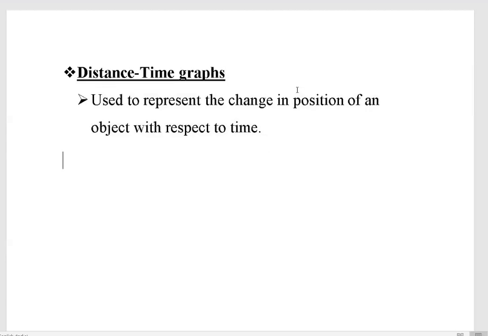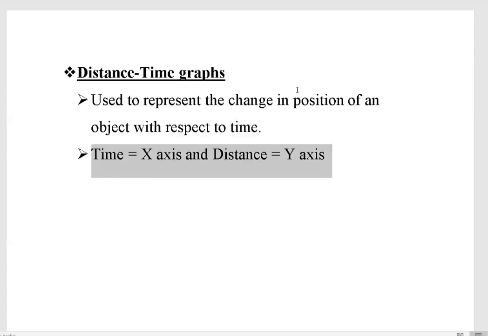So, distance-time graphs, that are dt graphs, are used to represent the change in position of an object with respect to time. In this graph, time being the independent quantity is taken on x-axis and distance being the dependent quantity is taken on y-axis. dt graphs are plotted under various conditions, and they can give us some information.